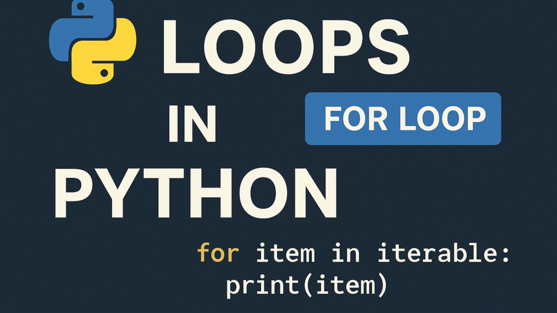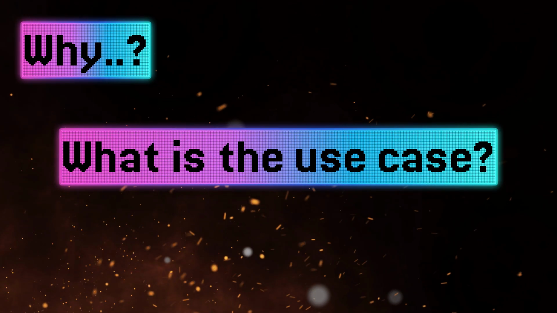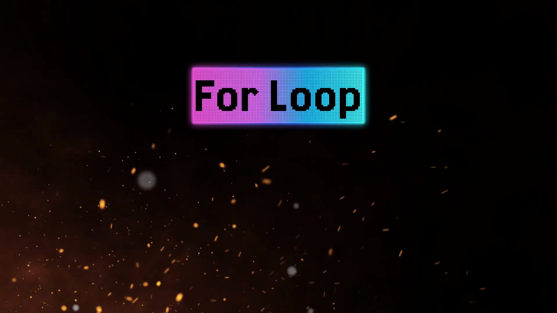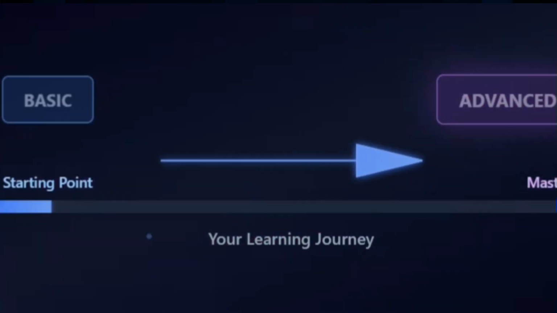So today's topic that we have is the loops. We will discuss why we will be using loops, what is the use case of it, and we will try to understand different ways how we can go ahead and use loops. So basically there are two loops, one is the for loop, another is the while loop. In this video we are going to talk about the for loop, starting from basics to advanced, how exactly you can use the for loop in real-time projects as well.